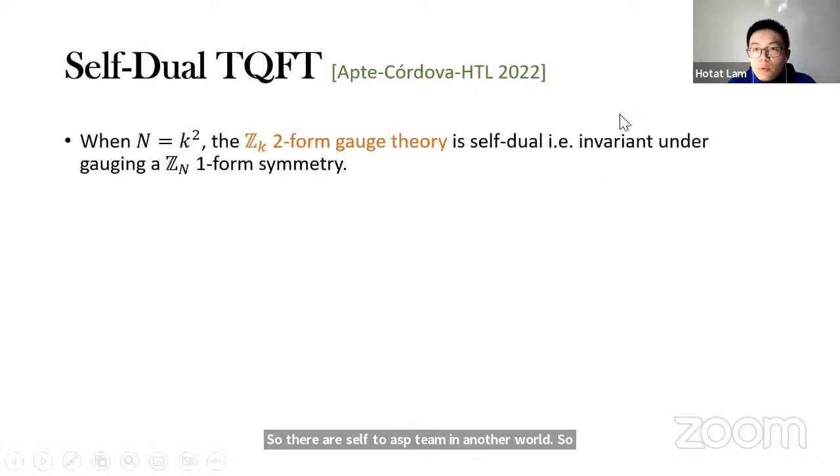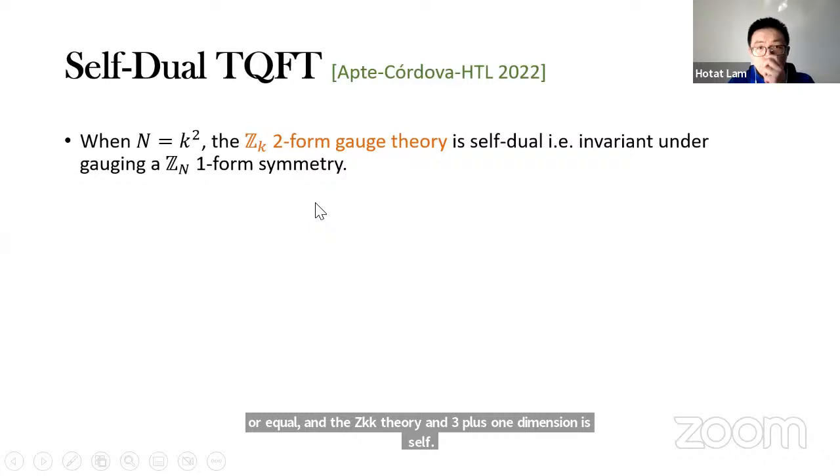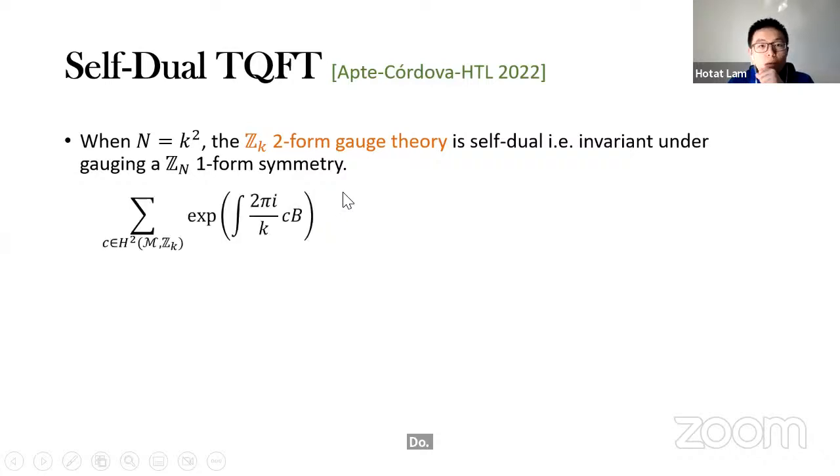So let's do a simple example. Let's take N to be k squared. Then a Z_k two-form gauge theory, or equivalently a Z_k gauge theory in 3+1 dimensions, is self-dual, in the sense that it is invariant under gauging a Z_N one-form symmetry. Okay, so let's check it explicitly.